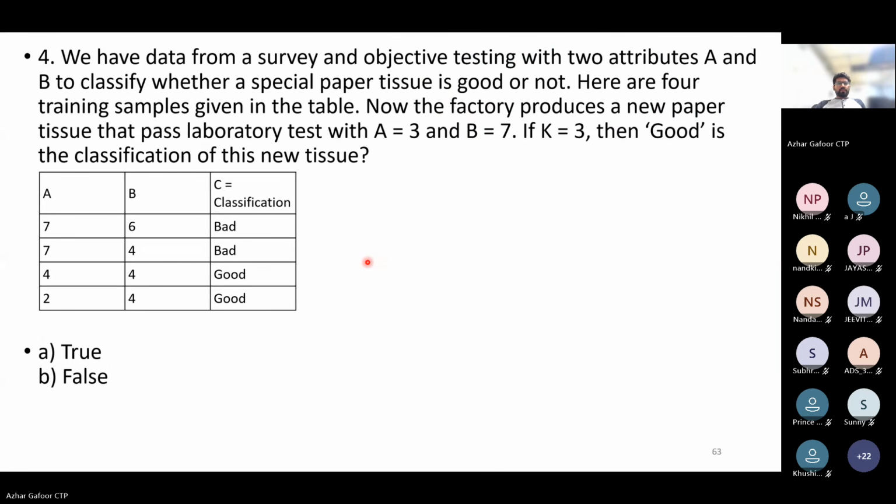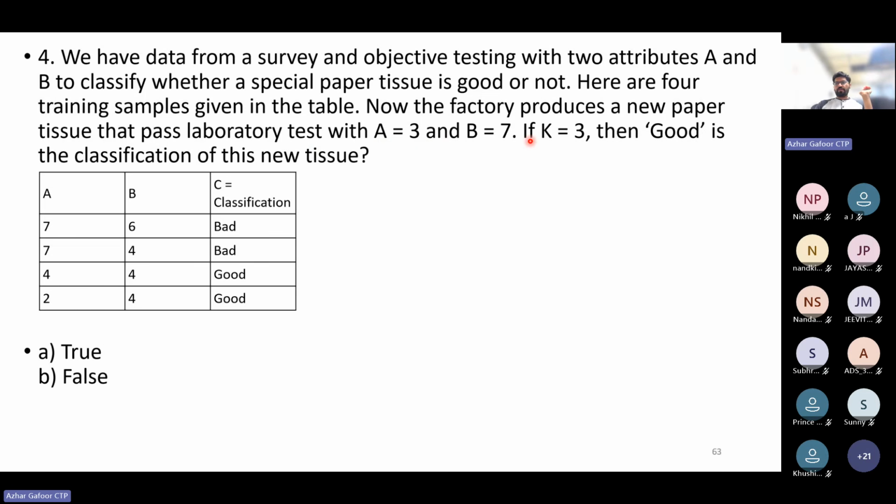Okay, so we have data from a survey. This is the next question. We have data from a survey and objective testing with two attributes A and B to classify whether a special paper tissue is good or not. Here are four training samples given in the table. Now the factory produces a new paper tissue that passes a laboratory test with A equal to 3 and B equal to 7.